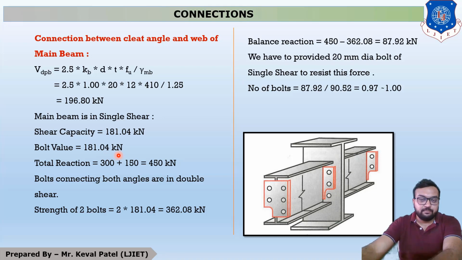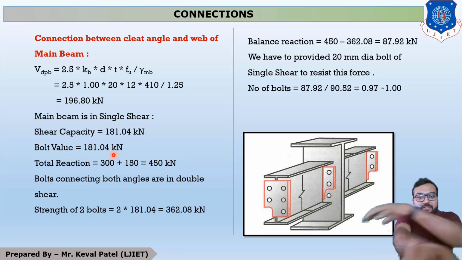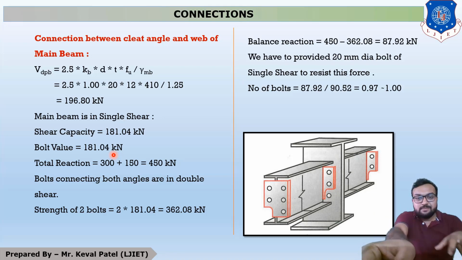181.04 kilonewton. And as discussed earlier, if this is our main beam and these two are our secondary beams, this beam transfers 150 load and this beam transfers 300 load. Then our main beam takes a total 450 load. That's why our total reaction is 450 kilonewton.